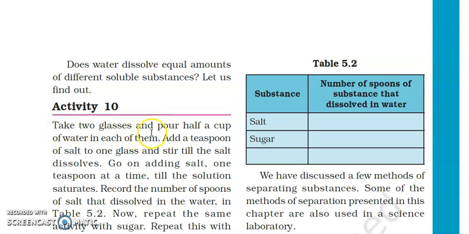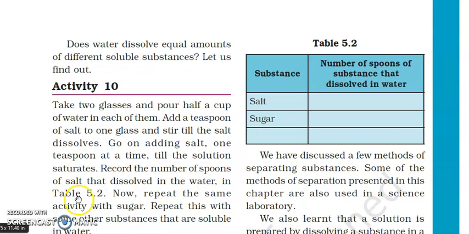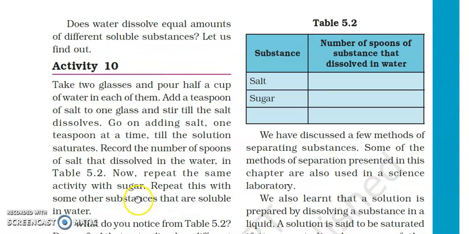Take two glasses and pour half a cup of water in each of them. Add a teaspoonful of salt to one glass and stir till the salt dissolves. Go on adding salt 1 teaspoon at a time till the solution saturates. Record the number of spoons of salt that dissolve in water in table 5.2. Now repeat the same activity with sugar. Repeat this with some other substances that are soluble in water.